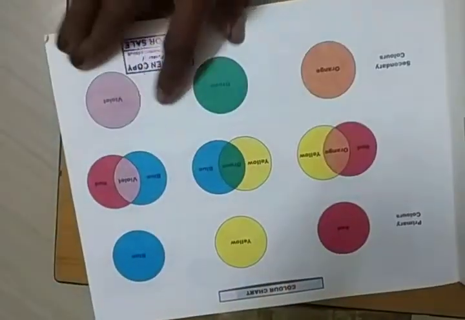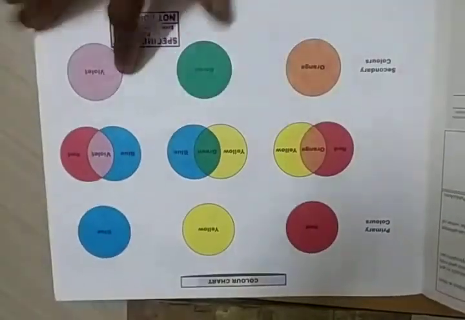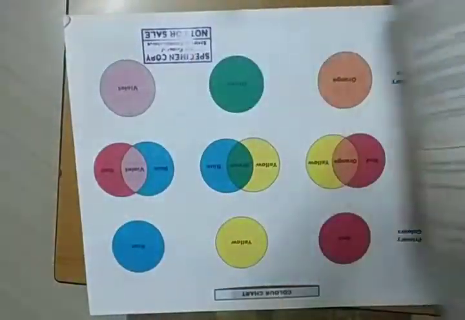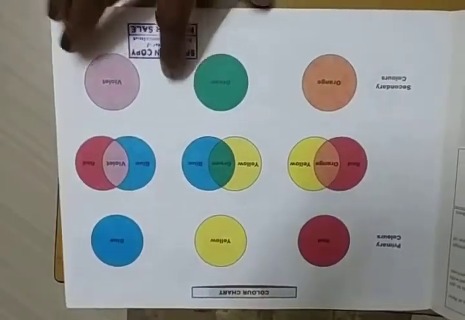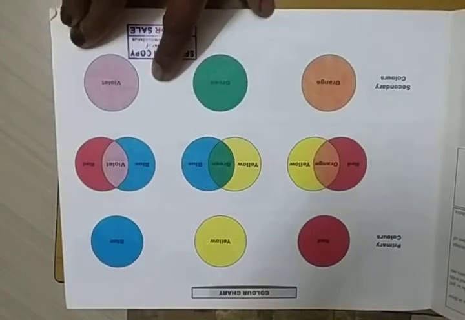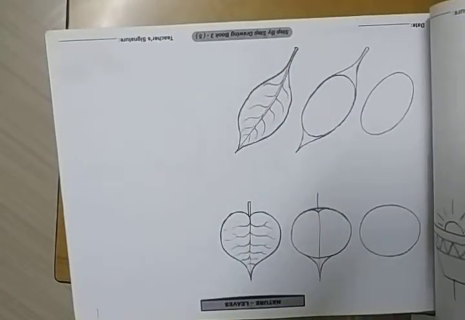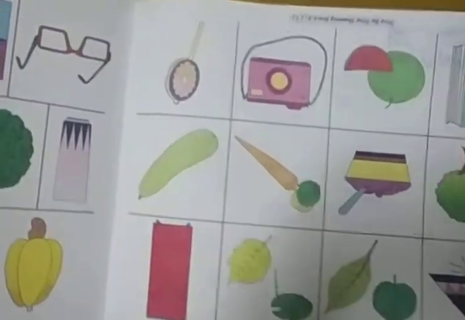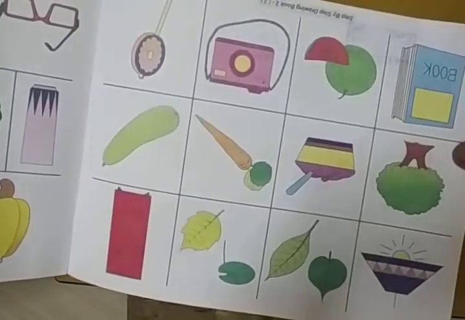Today let us learn one object drawing. Go to step by step book, grade 2. Already we learned color chart. Go to object drawing. Here they are given all the pictures with color. You have to see this color scheme and you have to color.